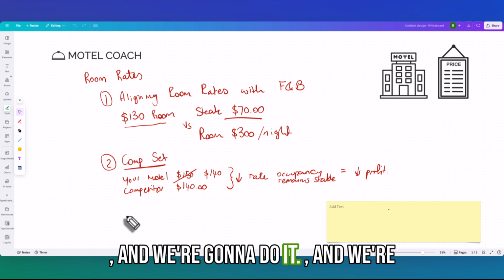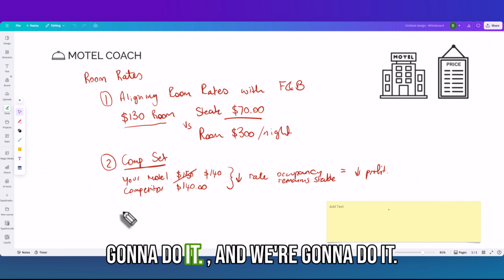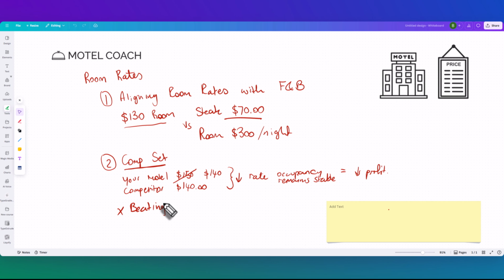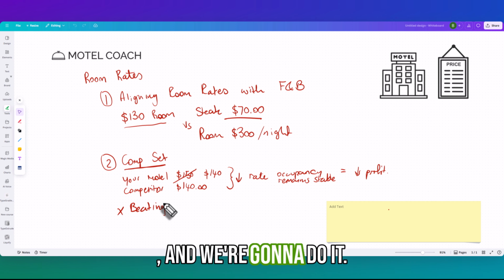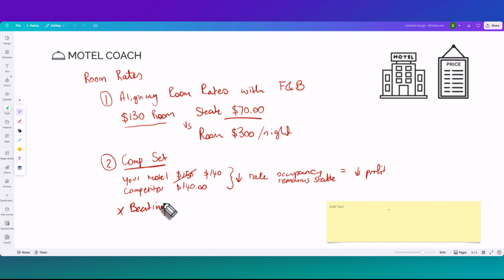So to recap on comp set, it's not about beating. It's about being aware of where you sit in the market and where you want to position yourself based on the features that your motel has. If you're really close to a certain exhibition center or you have a really good breakfast, you can position yourself based on that feature rather than on your price.